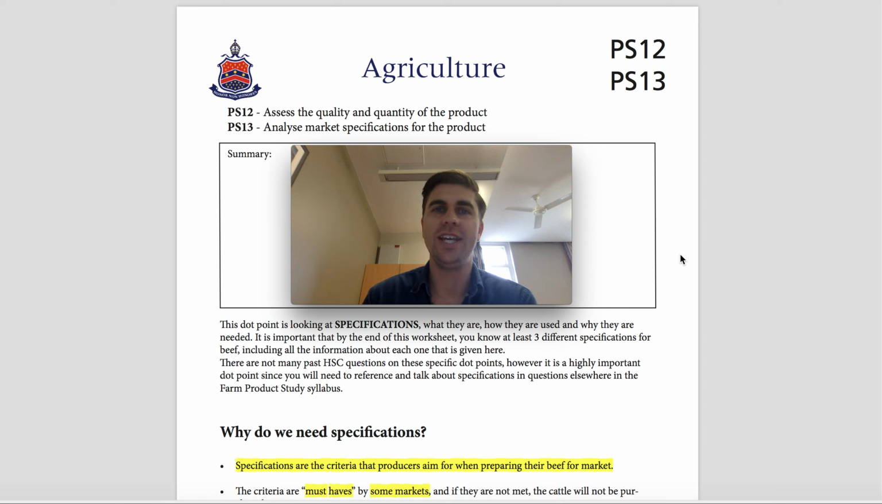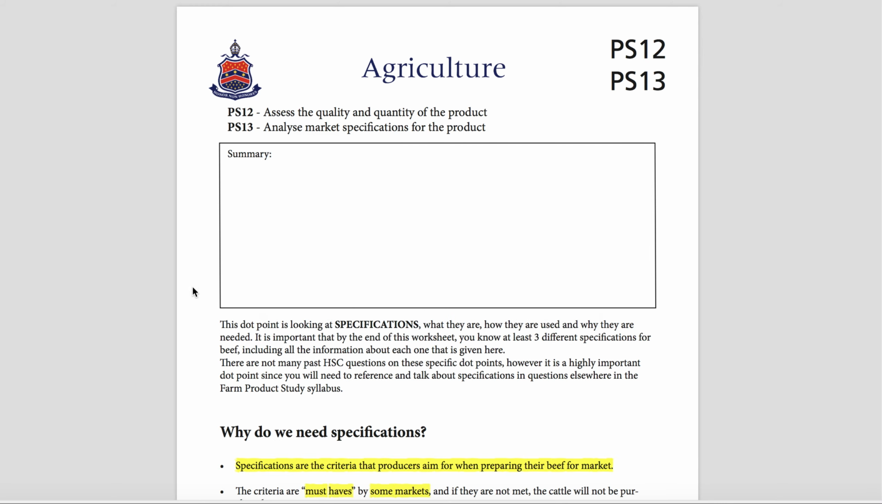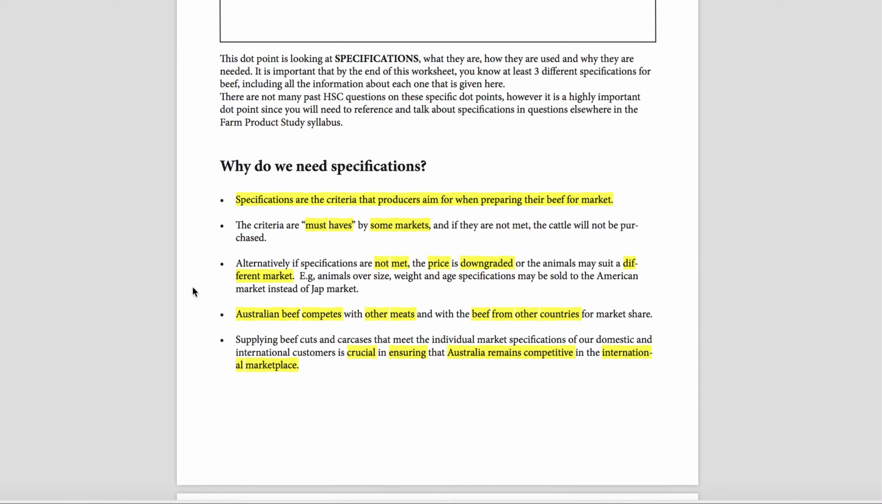And these dot points are looking at specifications. So first we need to assess the quality and quantity of the product, and then we need to analyze market specifications for the product. So first of all, we need to look at what these specifications are and what they're needed for.